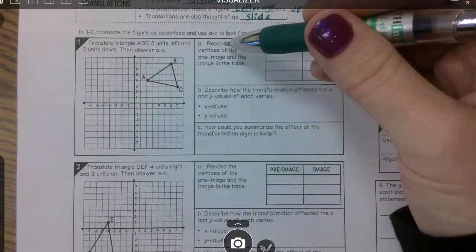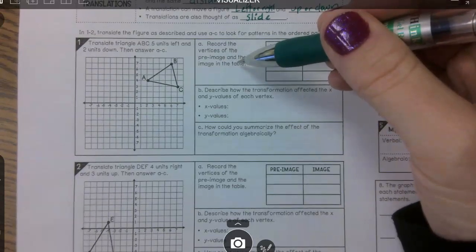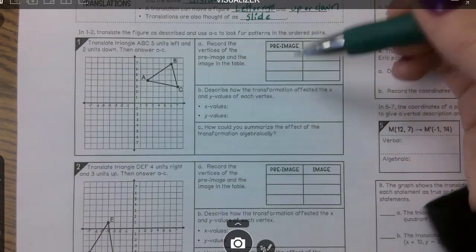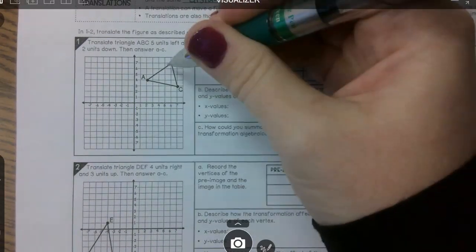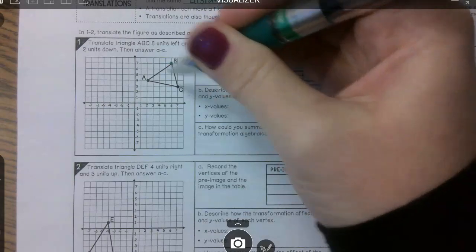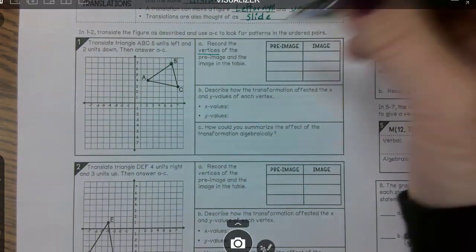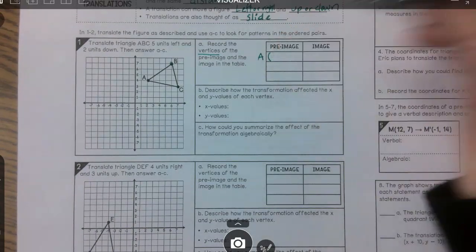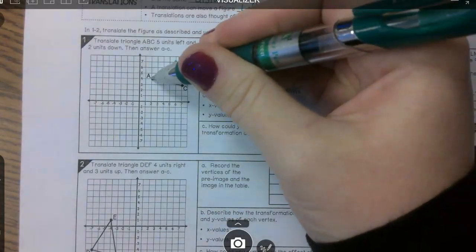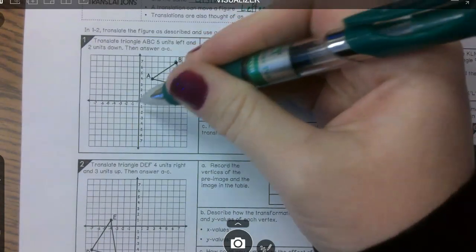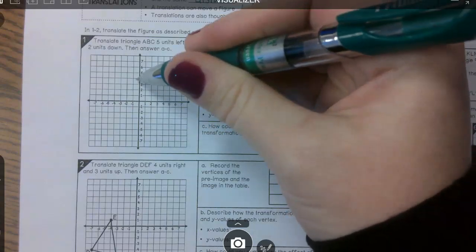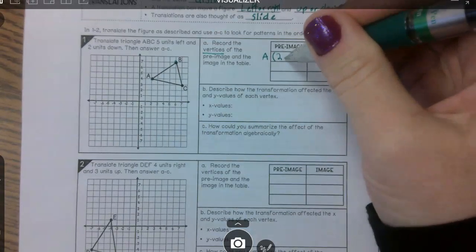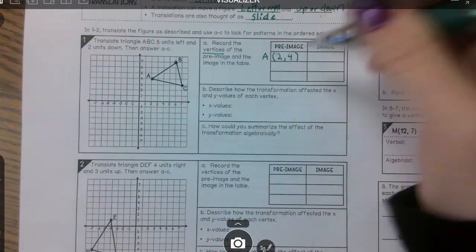First, we're going to record all of the vertices of the pre-image right here. Vertices, if you'll remember, are these corner points, A, B, C. So I'm going to say, A is located at this point right here. The coordinate points are 2 and 4, remembering that the X goes first. So this is 2, 4. That's where A is.